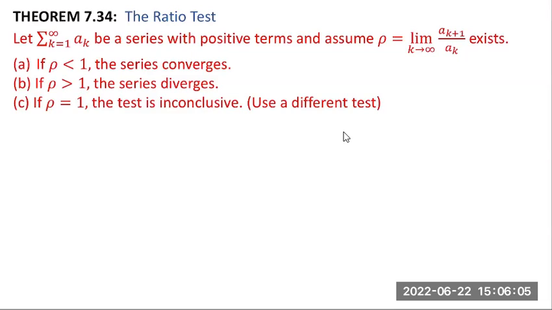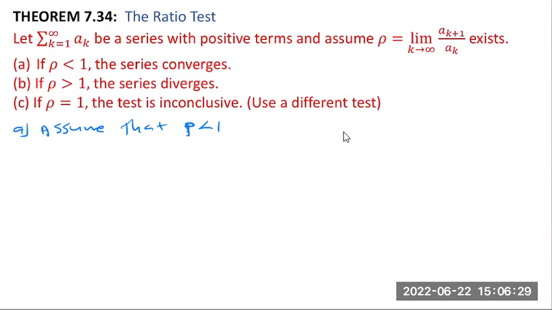All right. Let's prove this theorem. I will start with part A. I'm going to assume that this limit is less than 1. Rho is the limit of this particular sequence. I'm going to assume that my rho is less than 1.